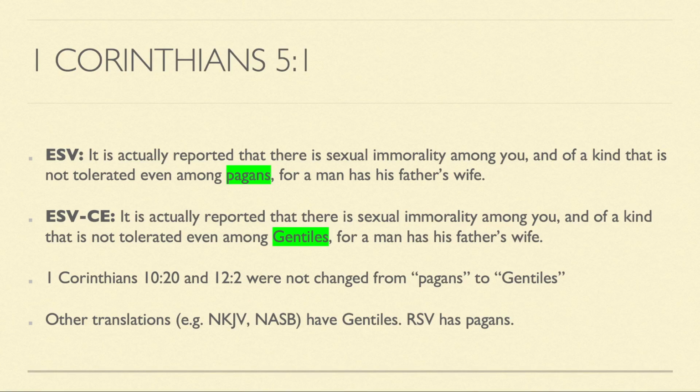In 1 Corinthians 5:1, Paul reports that this behavior is not tolerated even among pagans in the ESV or Gentiles in the ESV-CE. I found this unusual because in 1 Corinthians 10:20 and 12:2, pagans was not changed to Gentiles. But other Protestant translations, the New King James and the NASB, have Gentiles, but the RSV has pagans.